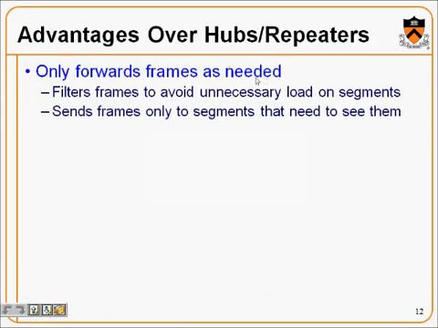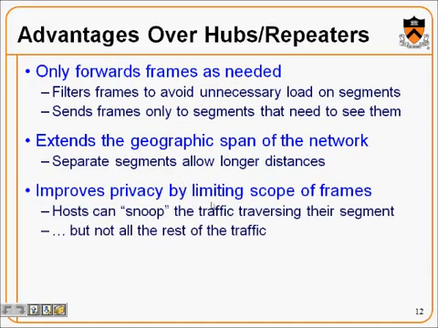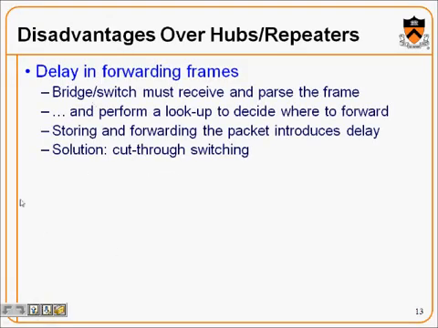Advantages over hubs and repeaters: they only forward frames as they are needed, extend the geographic span, and also improve privacy. So what will be the disadvantage? When we are processing the packet, parsing the frame and looking up a table, it adds to the delay. So now I hope you understand the difference between repeater, hub, bridge and switch.